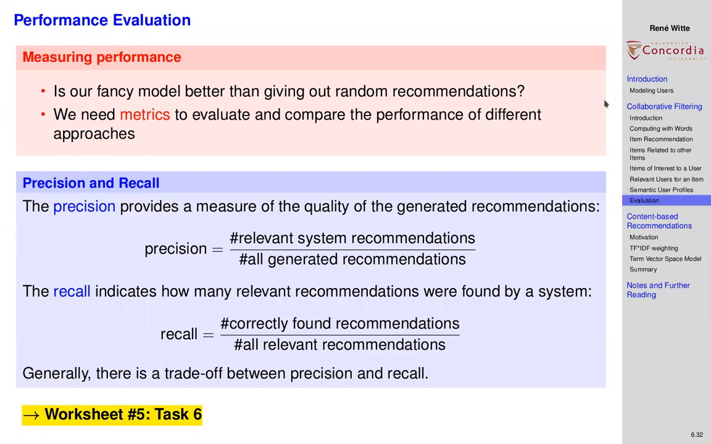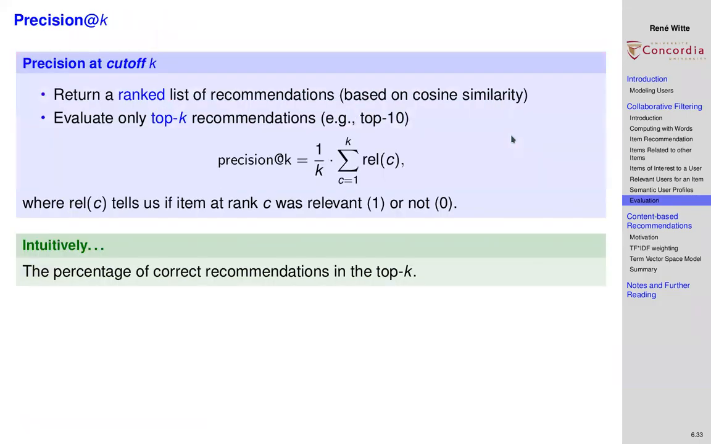So precision and recall are two core metrics that we'll see all the time later on when we do more machine learning. Here, we are now going to look at a few more metrics that are very specific to recommendation systems. And one of them is a variation on precision called precision at k, where k is a cutoff. So this is for the special case that you want to look at a ranked list of recommendations.